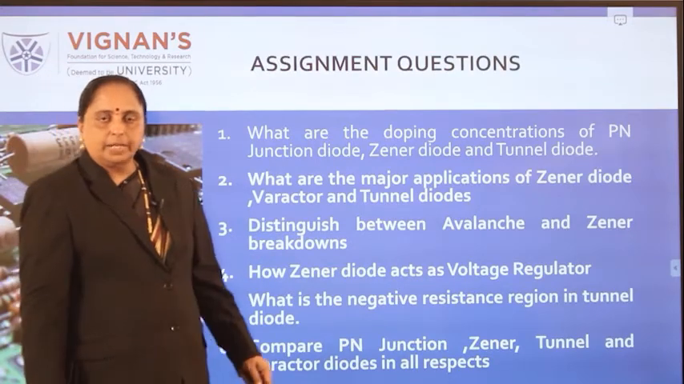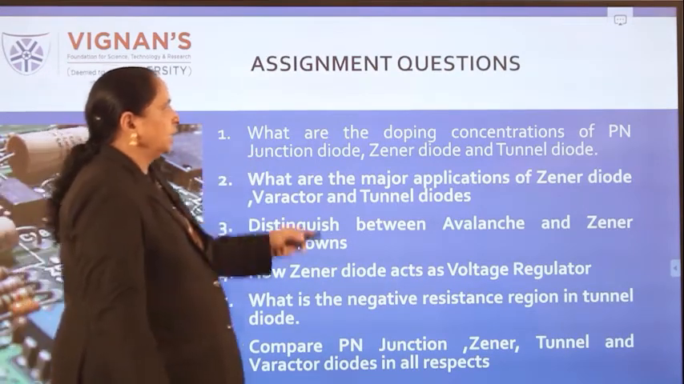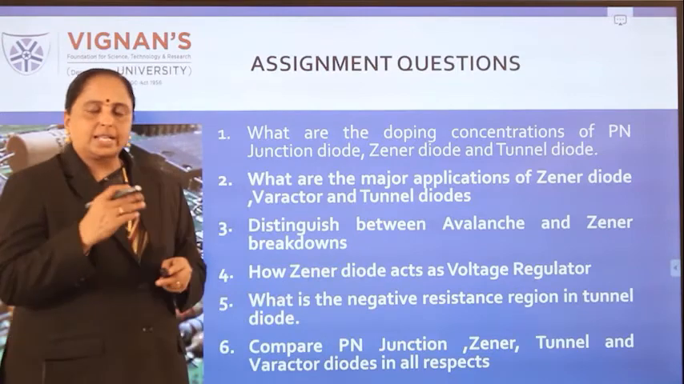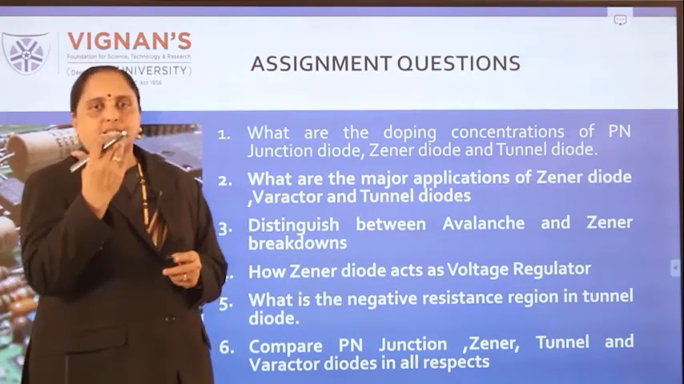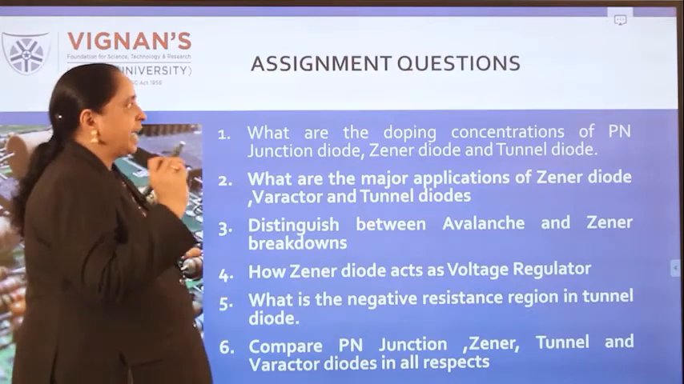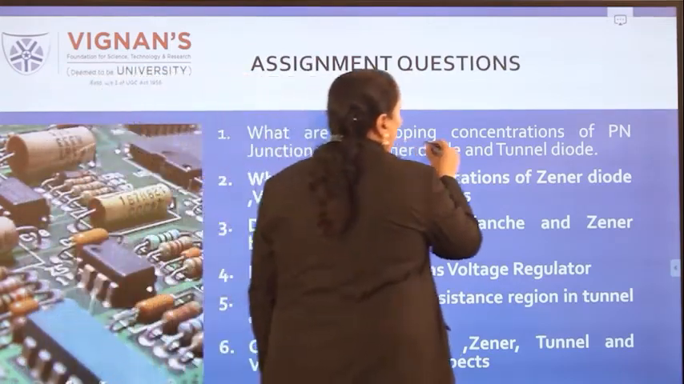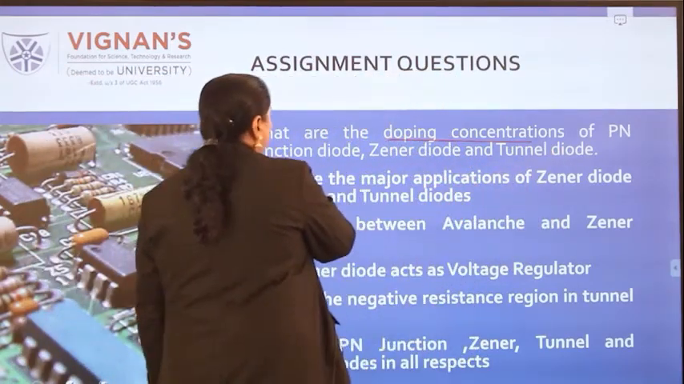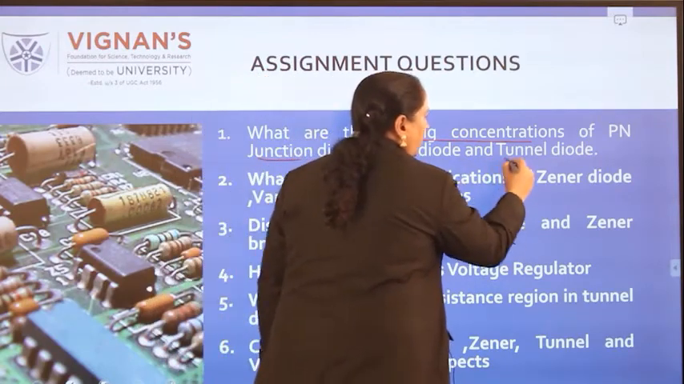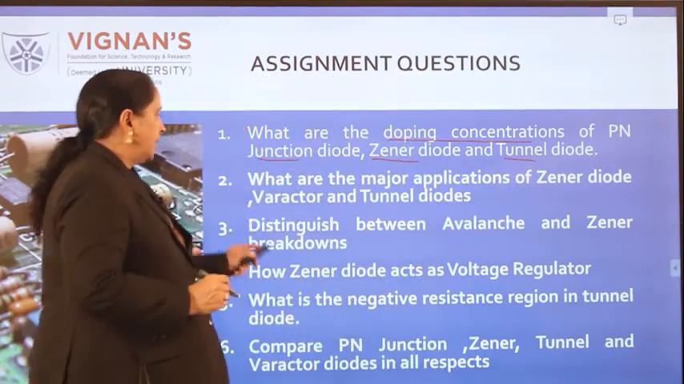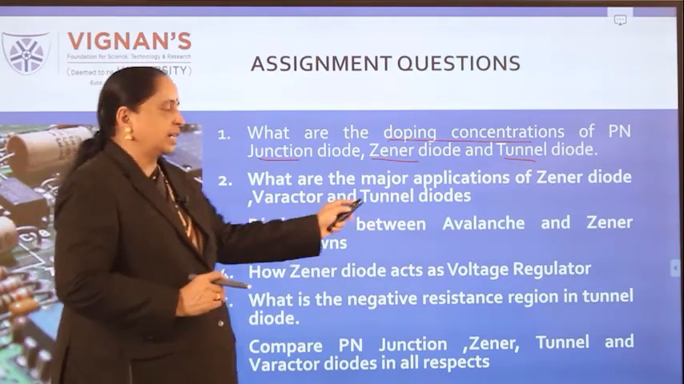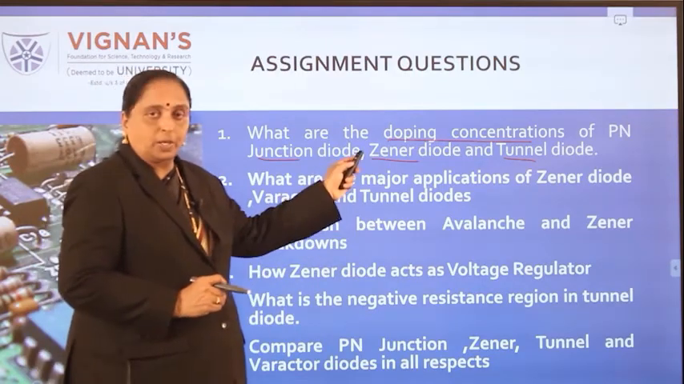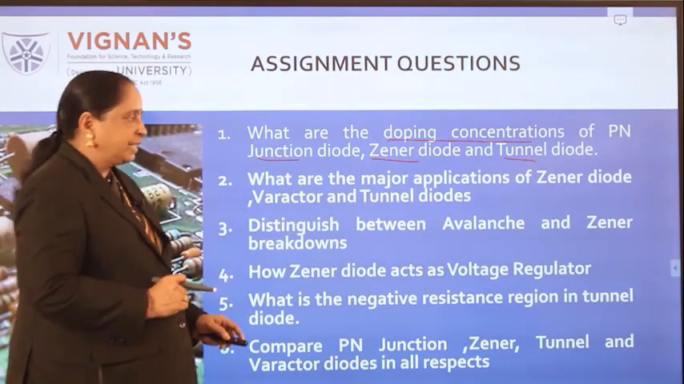Now these are the assignment questions. See here, what are the doping concentrations? Because as soon as you change the doping, it results in another diode and the application also changes. So everybody has to know the doping concentrations of the PN junction diode, Zener diode, and tunnel diode. Next is what are the major applications of Zener diode, varactor diode, and tunnel diode. Because of the doping only, applications are also changing.